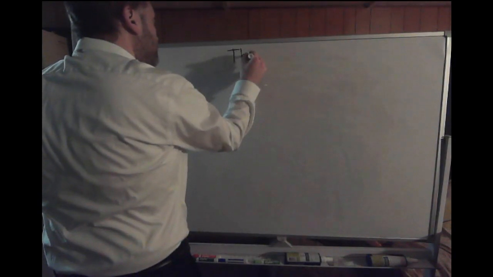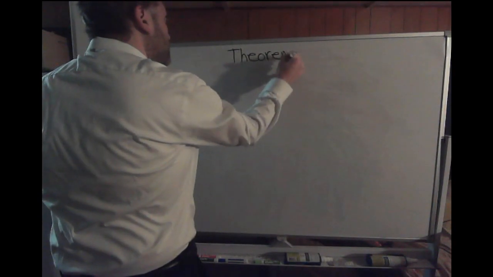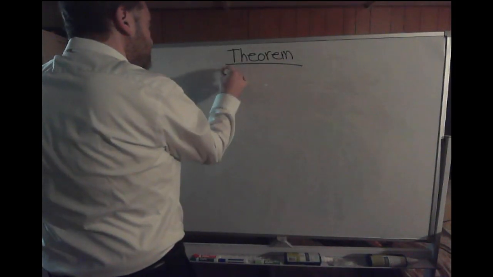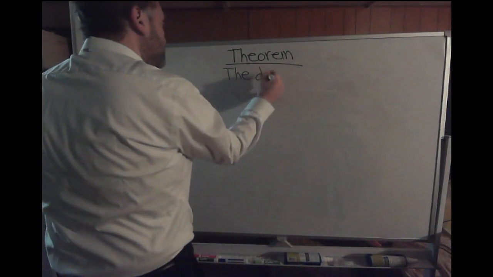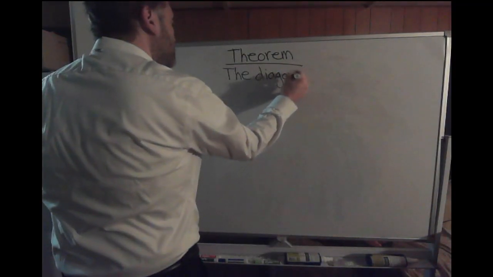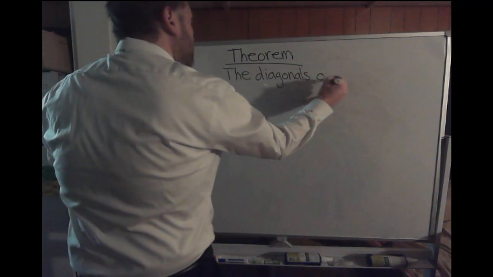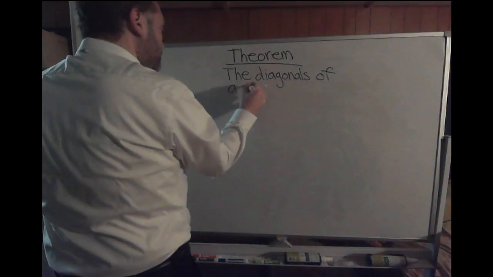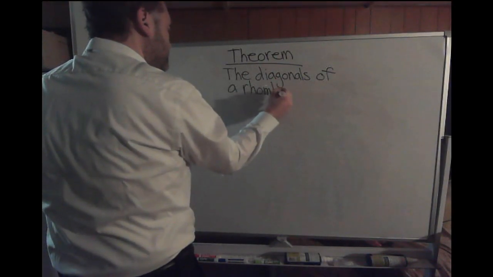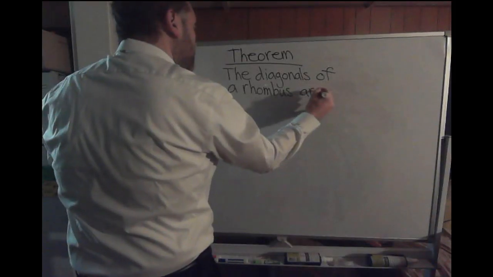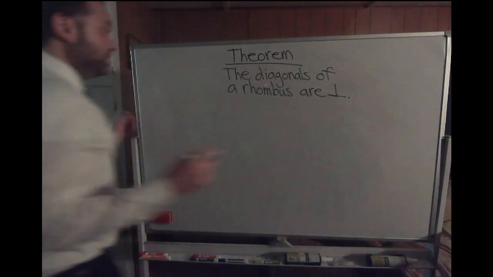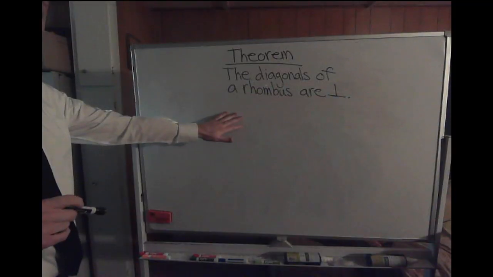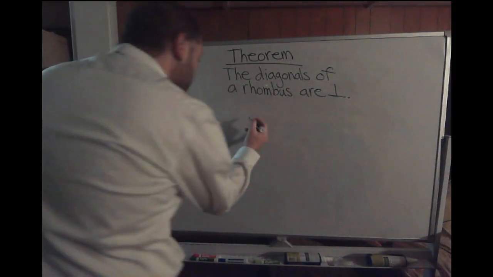So let's see here. What do we got? Here's a theorem. The diagonals of a rhombus are perpendicular. So this theorem states that the diagonals of a rhombus are perpendicular. So let's illustrate that real quick.